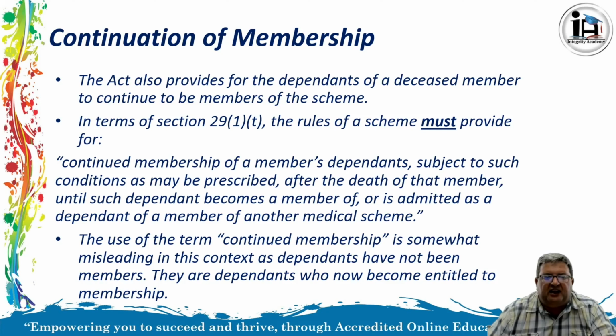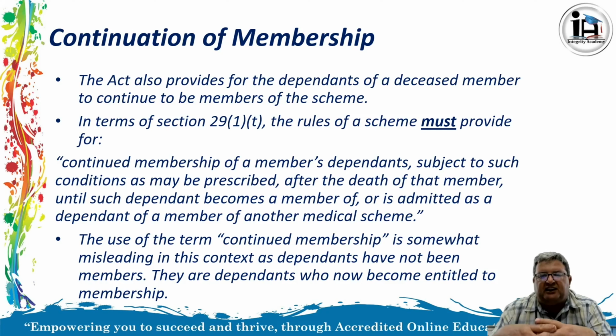In terms of Section 29, subsection 1T, the rules of a scheme must provide for continued membership of a member's dependents, subject to such conditions as may be prescribed, after the death of that member, until such dependent becomes a member of or is admitted as a dependent of a member of another medical scheme.